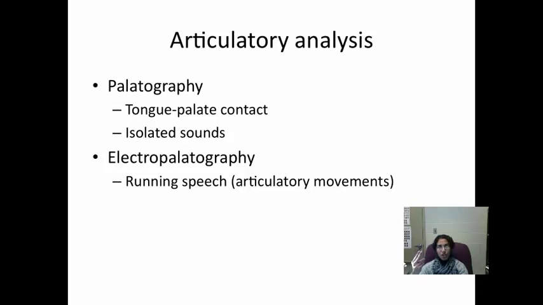Okay, so for articulatory analysis, there are two kinds that you can measure: the tongue-palate contact and how your articulatory movements are during running speech. One is palatography, which is only for isolated sounds. Electropalatography is for running speech. So if I asked you, give me an articulatory analysis instrument that measures articulatory movements during running speech, your answer should be electropalatography and not palatography.